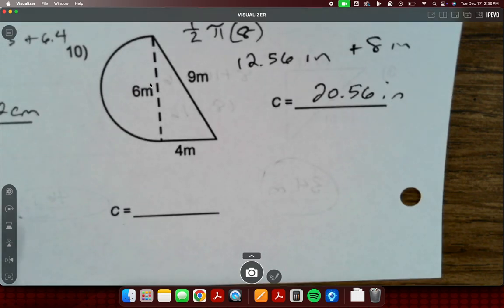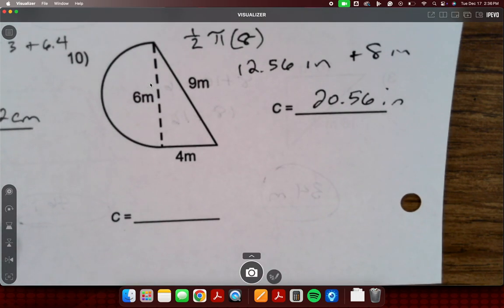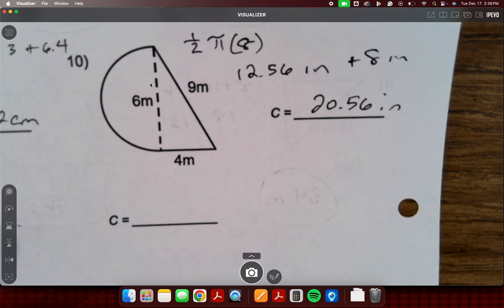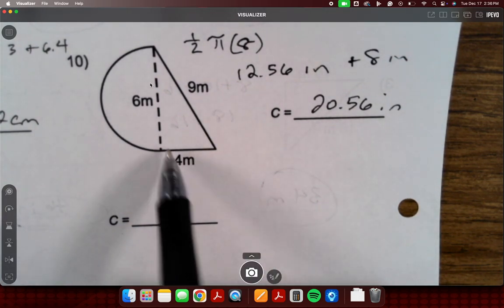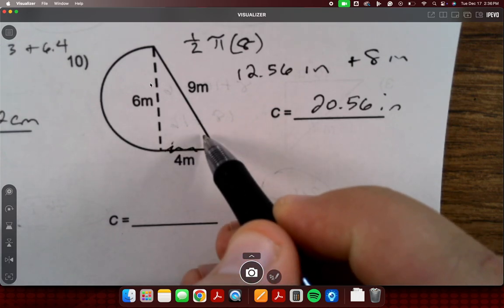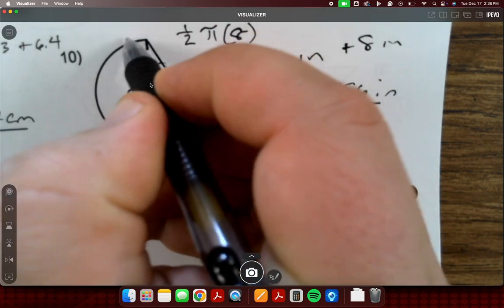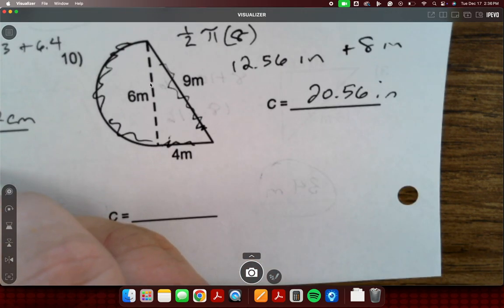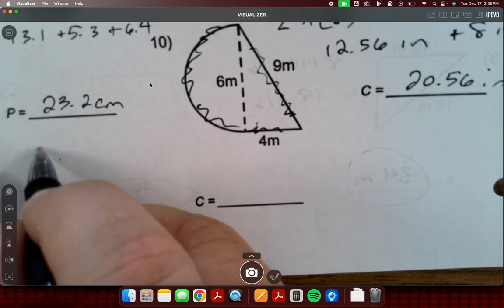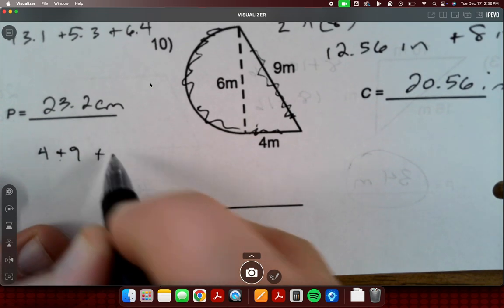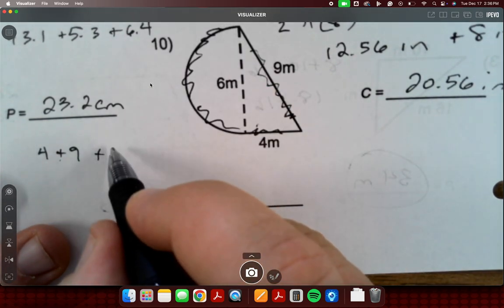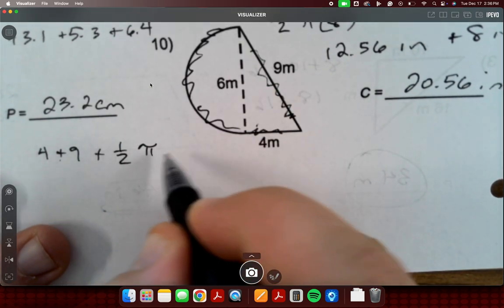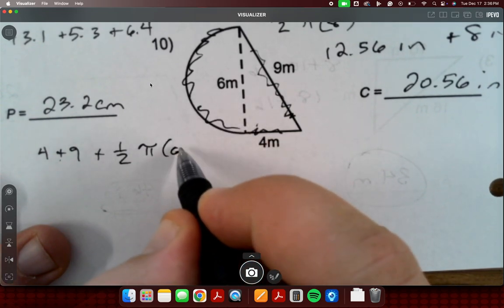Okay, last one. We want to make sure we get just the outer edges and not anything inside. So this really has 3 sides. It has 2 straight sides, the 4 meters and the 9 meters. And it has a curved side, which is a semicircle. So I'll go and write 4 plus 9. Just need to add those together. Then as the semicircle, so I'll do half of pi times the diameter, which is 6.